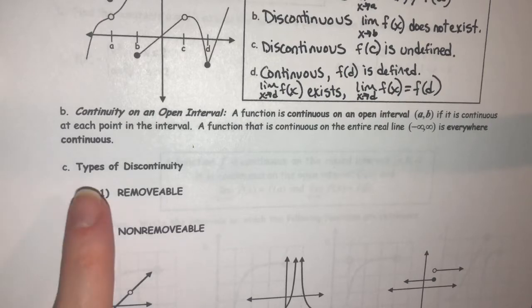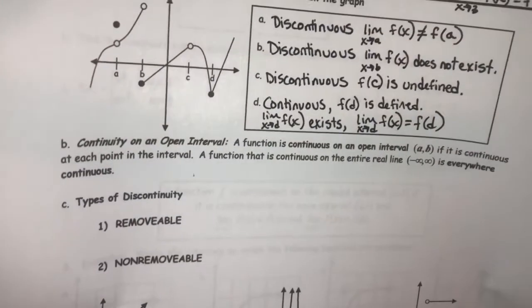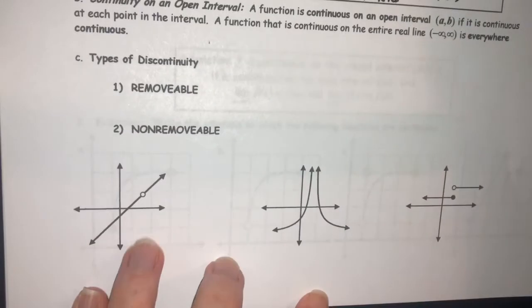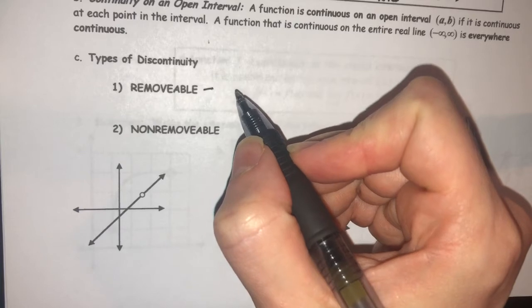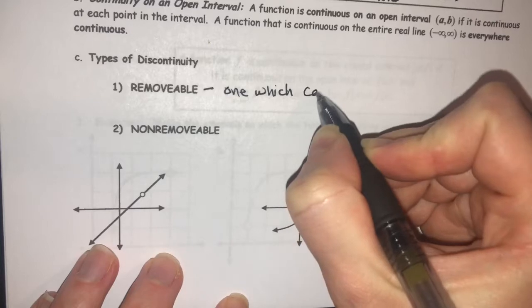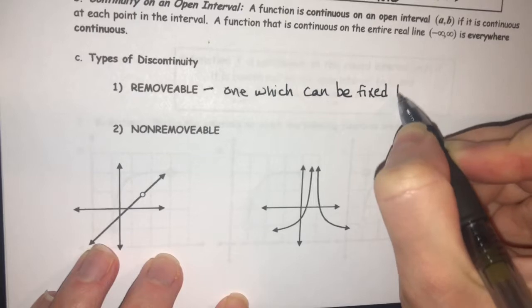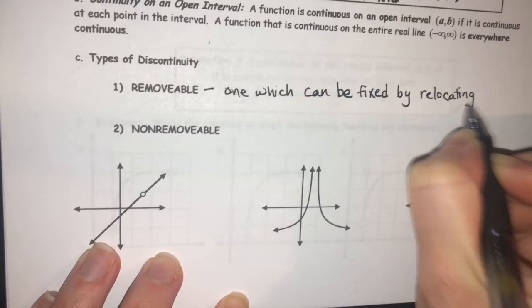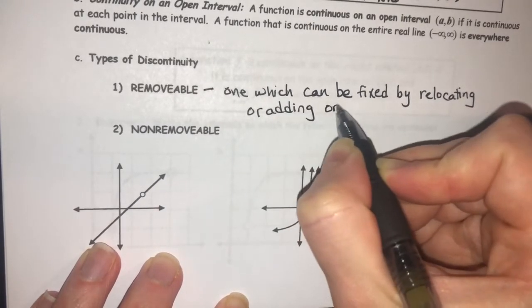And here are a couple of different types of discontinuity. So we looked at some discontinuity up here. Now we're going to see if we can say what kind of discontinuity we're talking about. A removable discontinuity is one which can be fixed or repaired by relocating or adding one point.